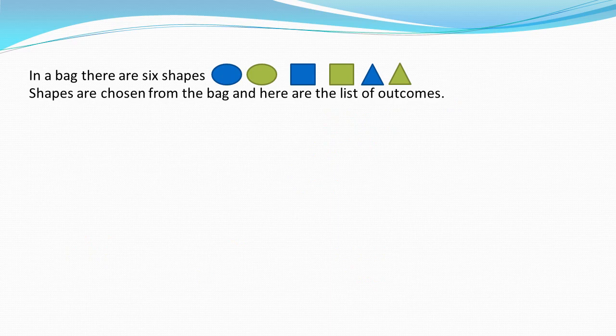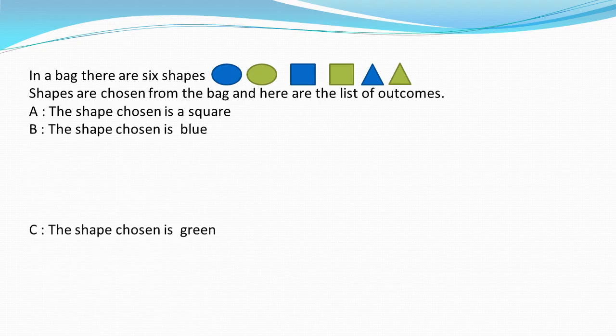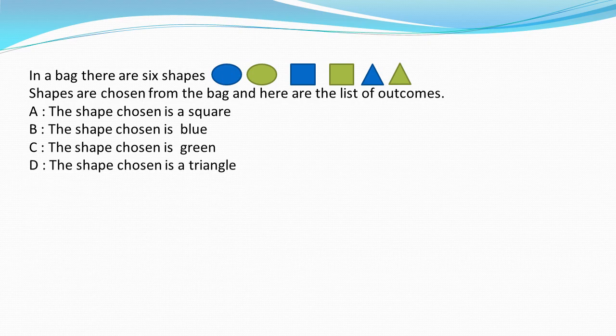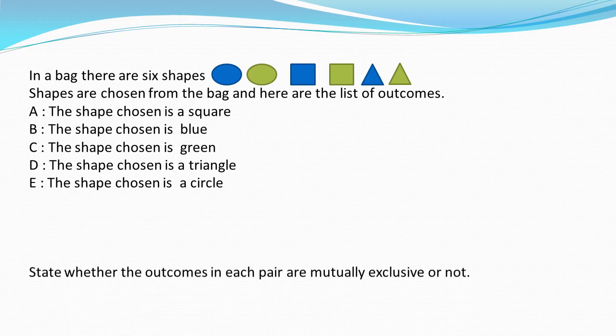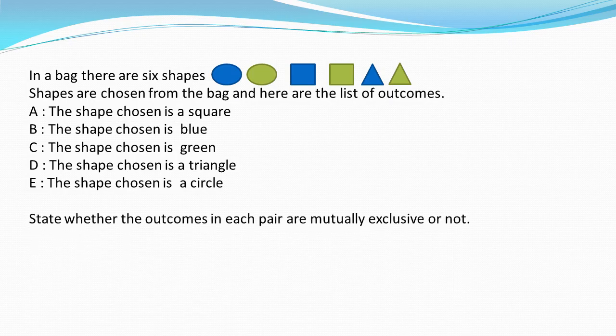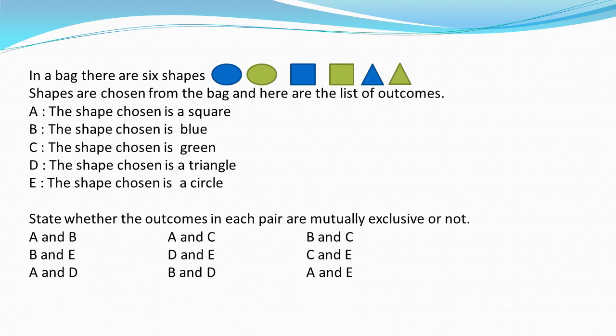Now our example contains shapes. In a bag there are 6 shapes. We have circles, squares, and triangles, and we have a blue color and a green color. Shapes are chosen from the bag, and here is the list of outcomes. A, the shape chosen is a square. B, the shape chosen is blue. C, the shape chosen is green. D, the shape chosen is a triangle. E, the shape chosen is a circle. The question is, state whether the outcomes in each pair are mutually exclusive or not. And we have these pairs of events.